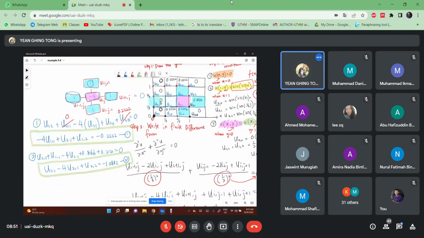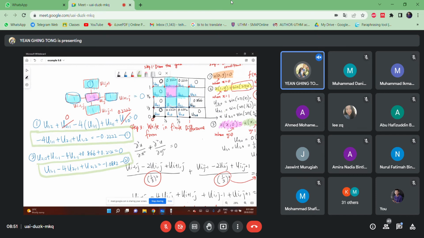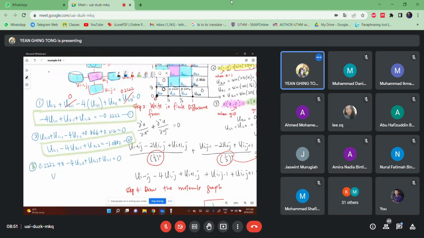And then we move up. Now, this one becomes the third one, 0.2222 plus with 0 minus 4U12 plus with U22 plus with U11 equal to 0. So here it becomes U11 minus 4U12 plus with U22 equal to negative 0.222. And this is the third equation.